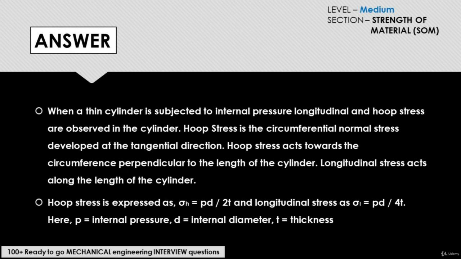Hoop stress is the circumferential normal stress developed at the tangential direction. Hoop stress acts towards the circumference perpendicular to the length of the cylinder, whereas longitudinal stress acts along the length of the cylinder. The hoop stress is given by sigma suffix h is equal to Pd by 2t, and longitudinal stress is given by sigma suffix L is equal to Pd by 4t. Here P is the internal pressure, d being the internal diameter, and t is the thickness.